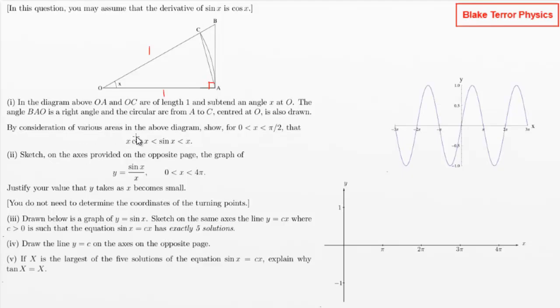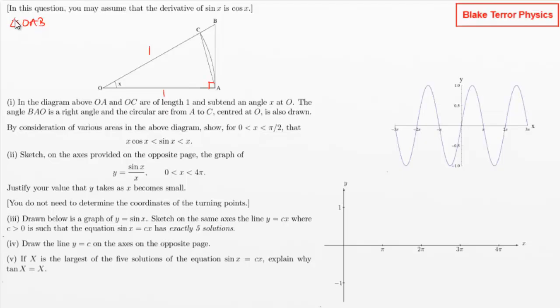Right, by consideration of various areas in the above diagram, show that for x greater than 0 and less than pi by 2, we've got these inequalities. So by consideration of the various areas, we've got 3 things here in our inequalities, and we've got 3 different areas. So it seems to be asking us to work out the different areas. So let's do the area of triangle OAB.